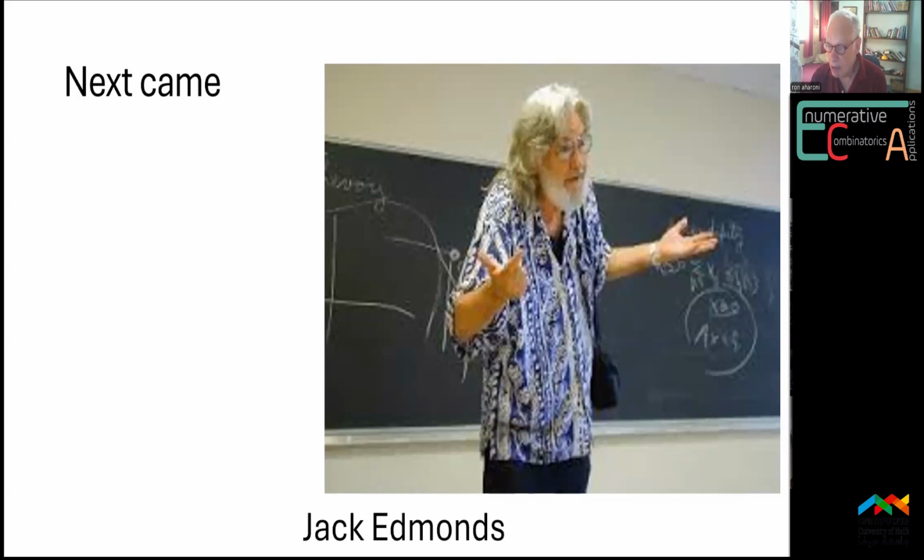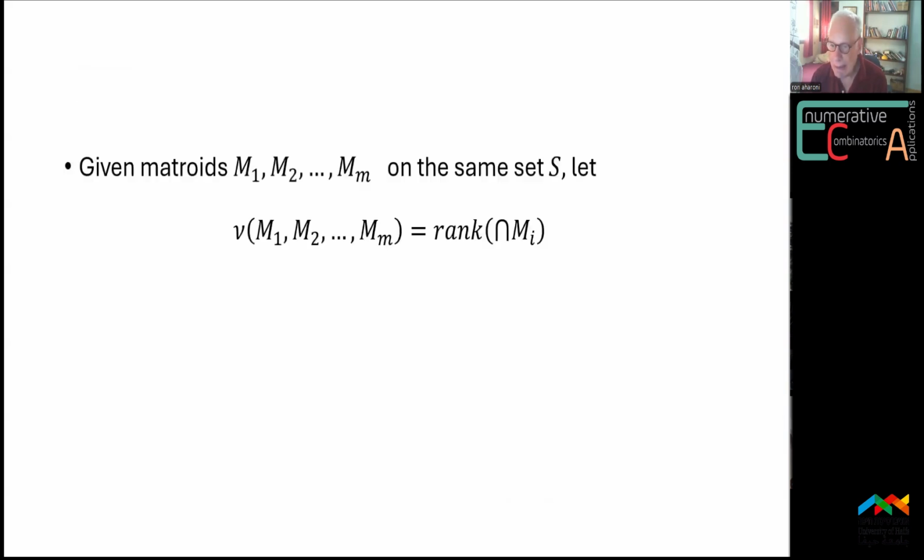You may recognize him, Jack Edmonds. And he realized that Koenig's theorem is a special case of a general theorem on matroids. So here is the definition. If you have M matroids, nu of those is the rank of the intersection.